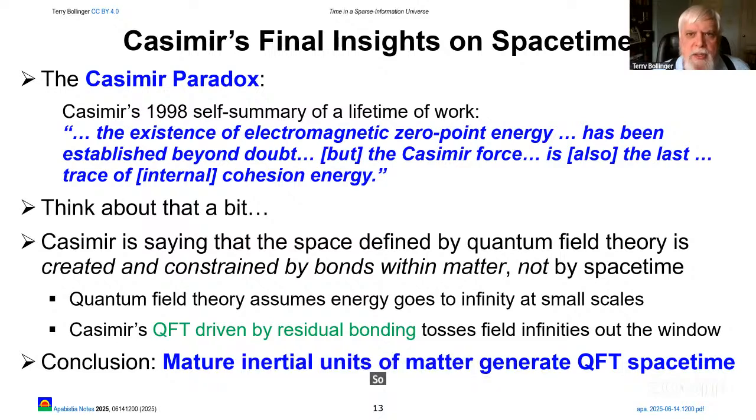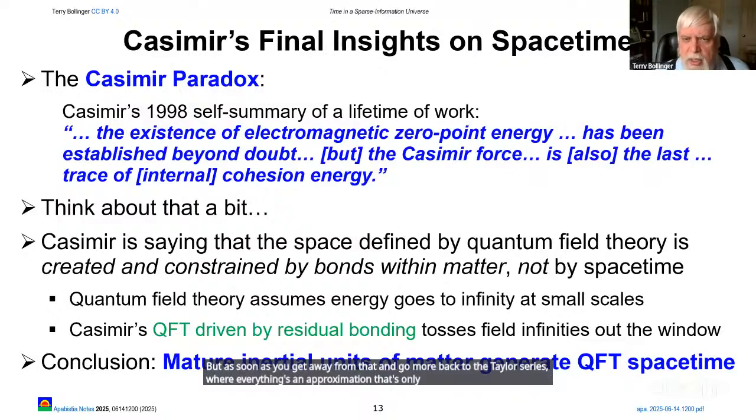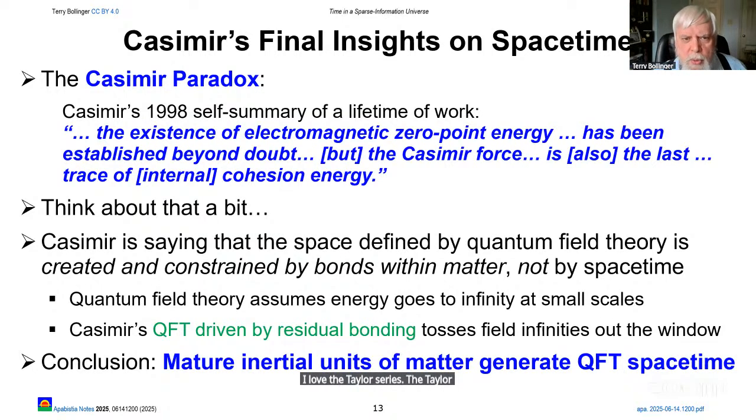So this also adds to the idea of fragmentation, dissection, because it means that the quantum field theory of all things is also created and constrained by the bonds of matter, not by space-time. As soon as you go to infinitely smooth space-time, which is a 1700s concept of mathematical infinities, but as soon as you get away from that and go more back to the Taylor series, where everything is an approximation, it's only finite to the limits of energy you have. I love the Taylor series.